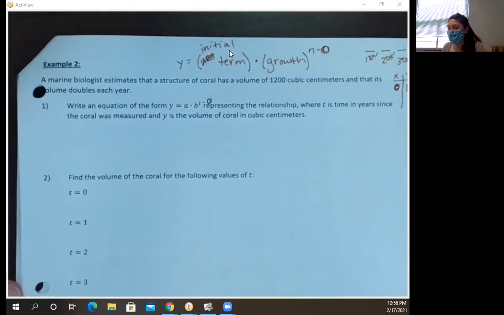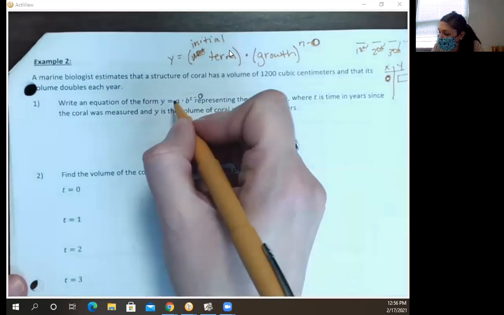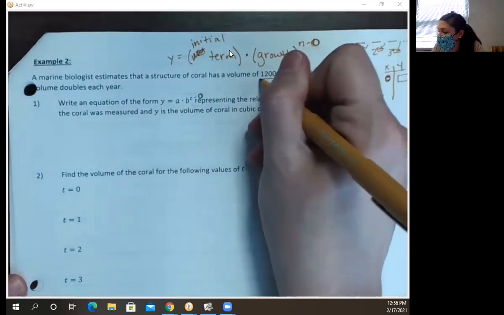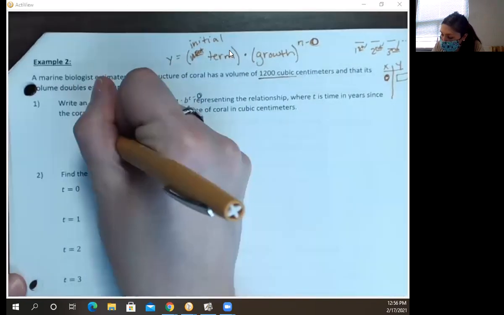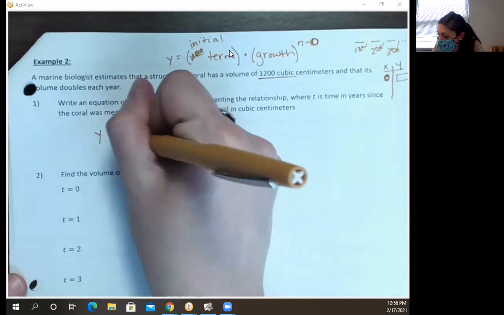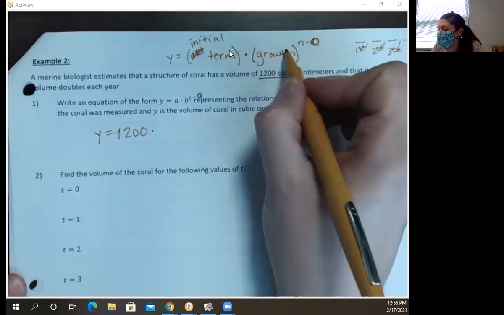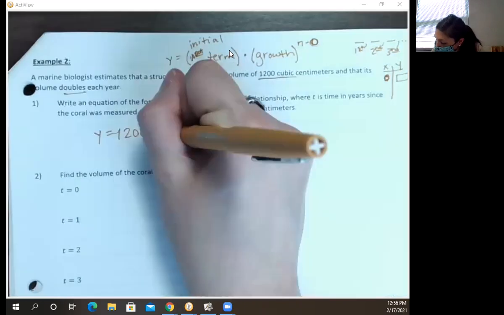So if we take a look at number 1, again, we want to write this function here. We need our initial amount, our initial value. That's going to be our first measurement here of our coral, our first volume. So this would be y equals 1200 times how we're growing. Now this says that we double each year. What am I multiplying by if we double each year? 2. We're multiplying by 2.